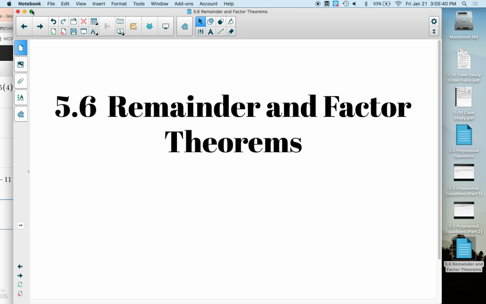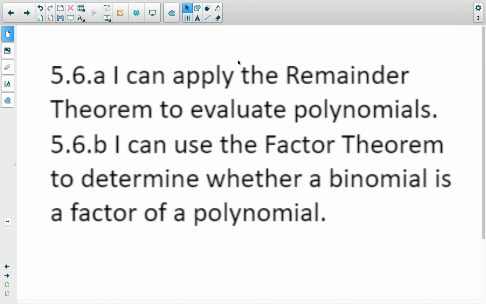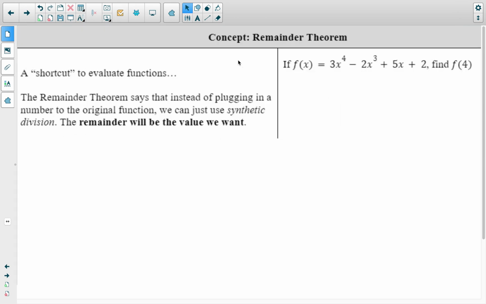All right, this is 5-6, the remainder and factor theorems. Going to keep this short and sweet for us today. We're going to apply the remainder theorem to evaluate polynomials and use the factor theorem to determine whether a binomial is a factor of a polynomial.